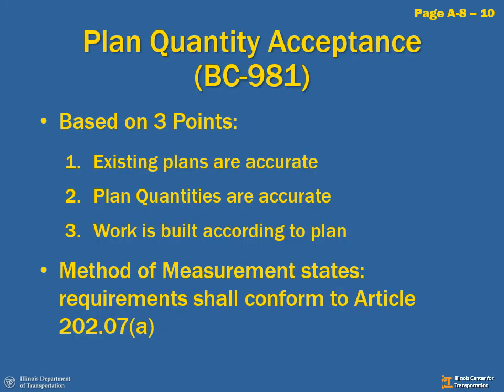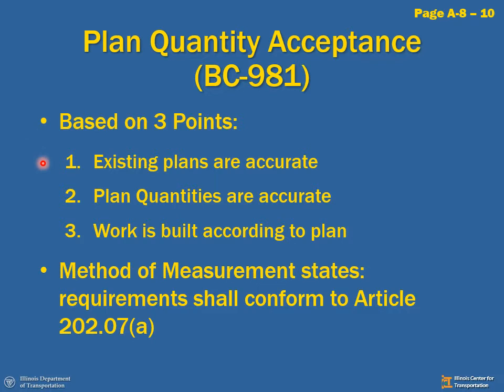Planned Quantity Acceptance, or the BC 981 form. What is it? Planned Quantity Acceptance is a tool that can be used on source documents to eliminate the need for measurements and calculations every day of production. It's based on 3 points.